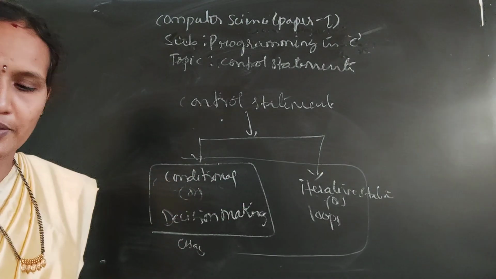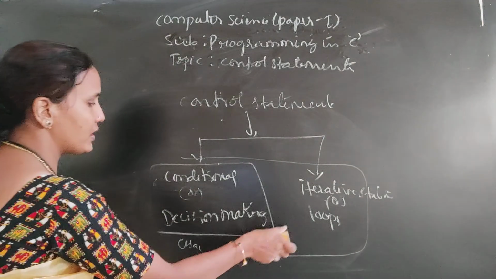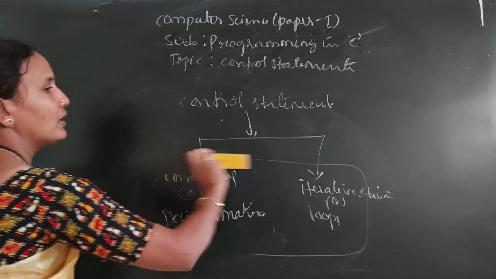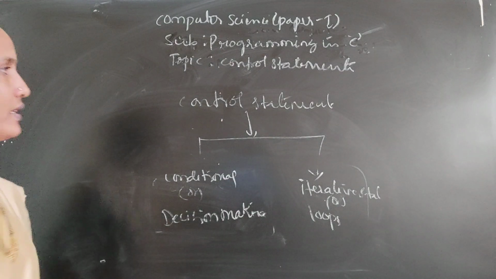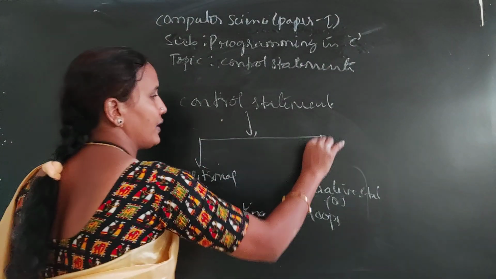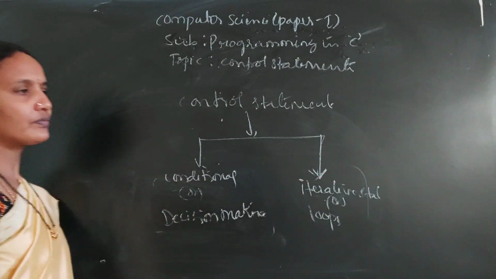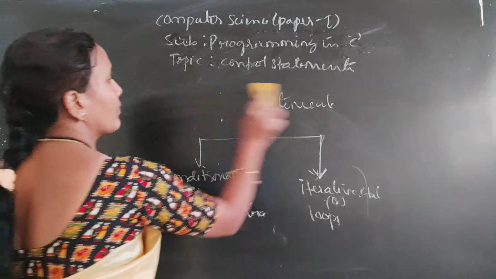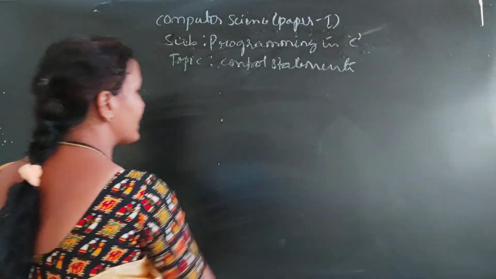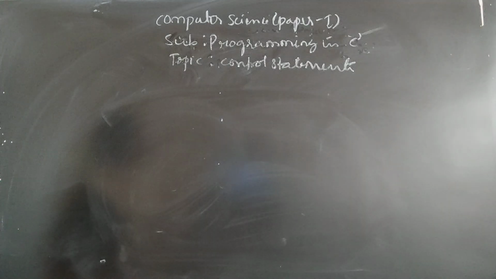You take a screenshot of this. Control statements are of two types here. One is conditional statement, and the second one is iterative statements. Now, we'll discuss conditional statements.